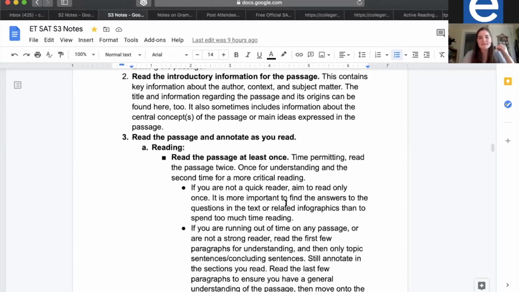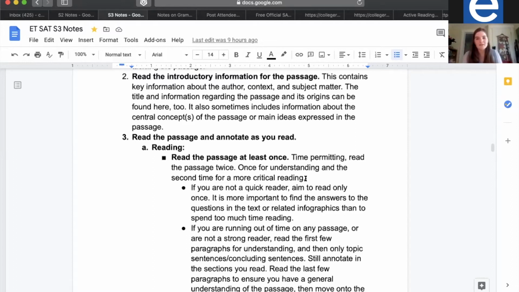It contains key information, as I've said before in previous classes, about the author, the context, and the subject matter. It can also include the title of the work, and information regarding the passage and its origins can be found there too. So if you're reading a translation, it's important for you to know that it's a translation and who's translating it, and you have to keep it in your frame of reference when you're reading through a text. Oh, this was written in a different language originally and it was translated, so it's this translator's interpretation of this author's work. So I have to keep that in the framework of what I'm thinking.